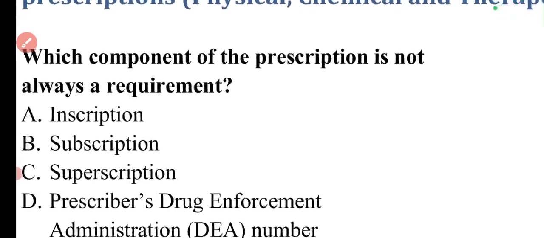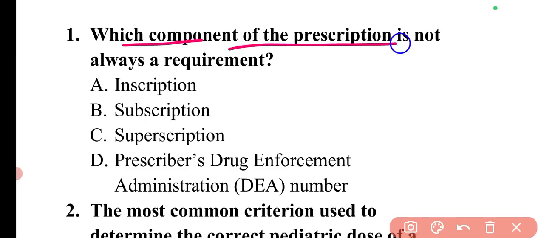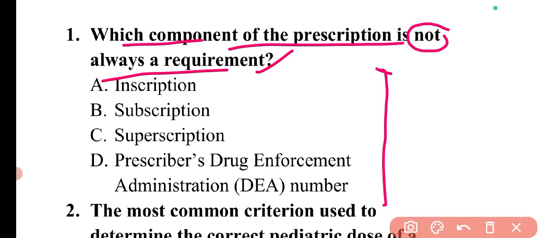So let's start with the first question of this topic. The question is, which component of the prescription is not always a requirement? There are different parts of the prescription, and some parts are important for writing the prescription. The options are: inscription, subscription, superscription, or prescriber's Drug Enforcement Administration number.